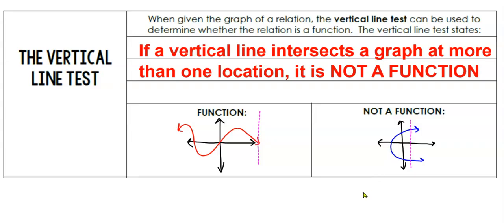If you want to know if an input has more than one output, you can use something called a vertical line. This vertical line can be scanned across the graph to see if it touches more than one point at a time. You'll notice as I scan my graph, I never touch it in 2 places. But over here, when I scan my graph, I touch it at the top and bottom. That means an input is repeating with 2 different outputs.